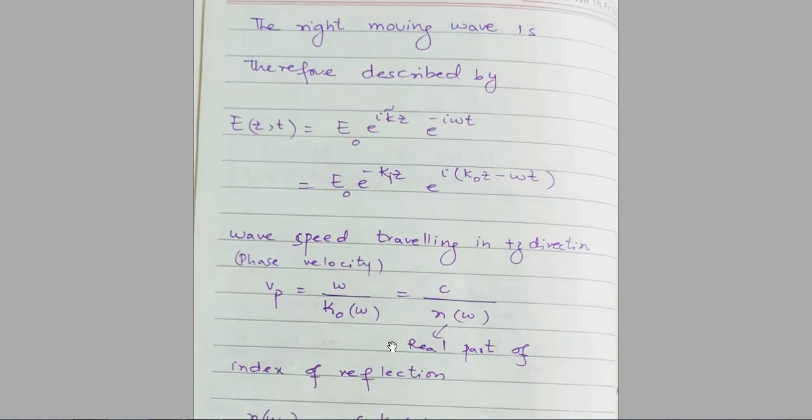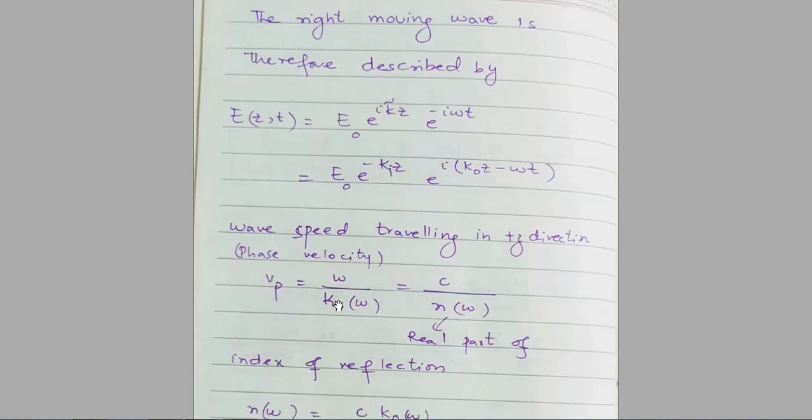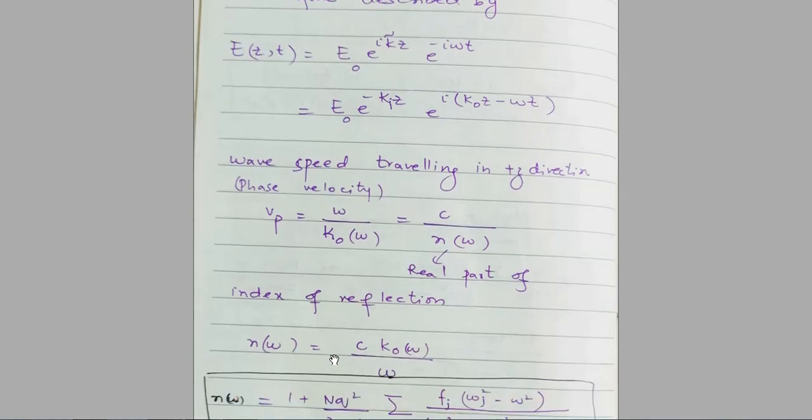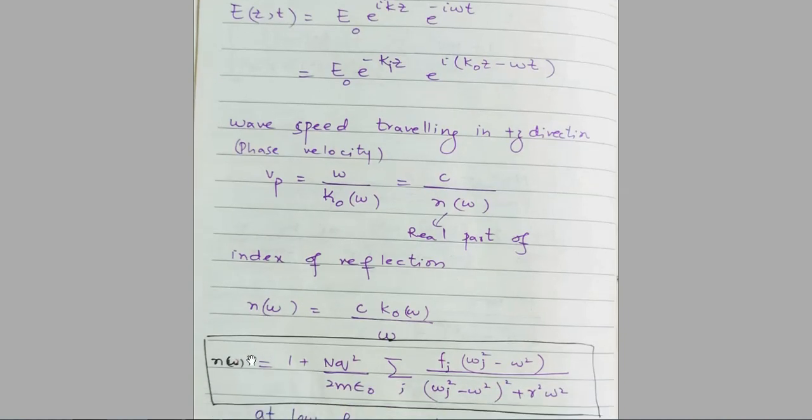Here we have derived the phase velocity. As the phase velocity is real, you have to put the real part of the wave vector. Now the refractive index: in the refractive index you have also put the real part of the wave vector, as this is also a real quantity. This is the important formula of refractive index.